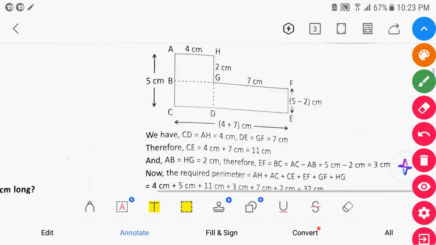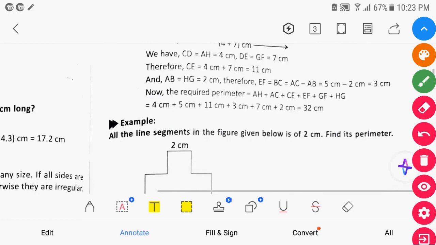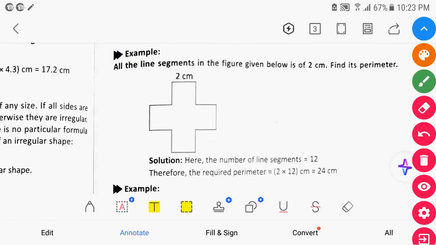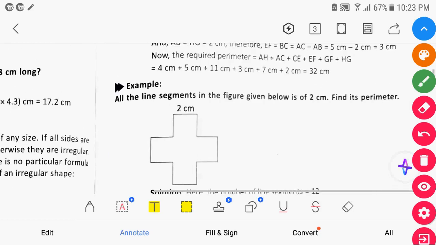The same thing is given here. Now this is again one irregular figure and we have to find its perimeter. But see, in this figure we can see small squares. If this is 2 centimeter, this is also 2 centimeter, this is also 2 centimeter, this is also 2 centimeter. So just calculate the outer sides of the squares and you can find the perimeter.